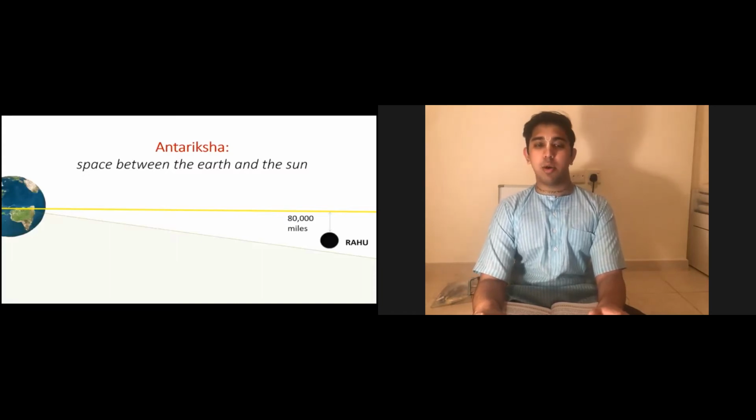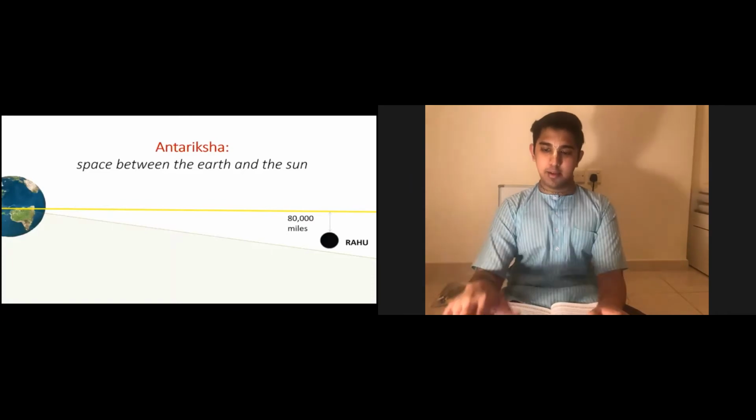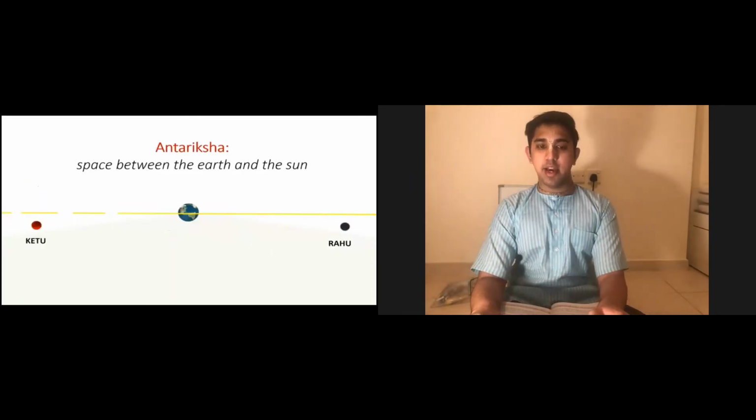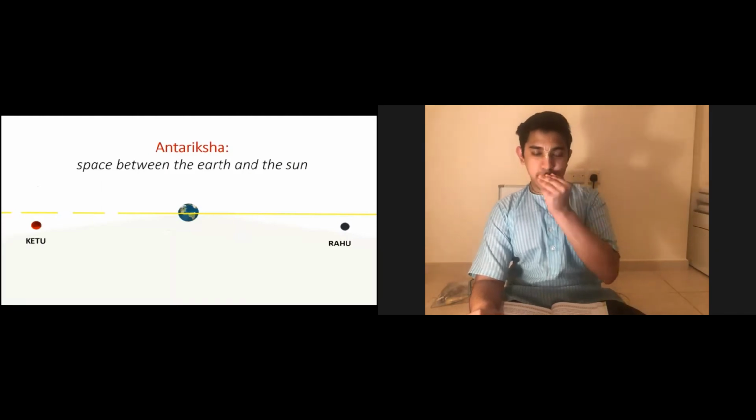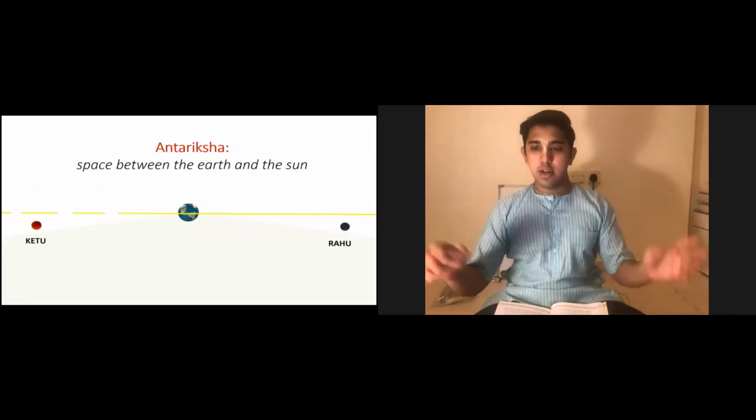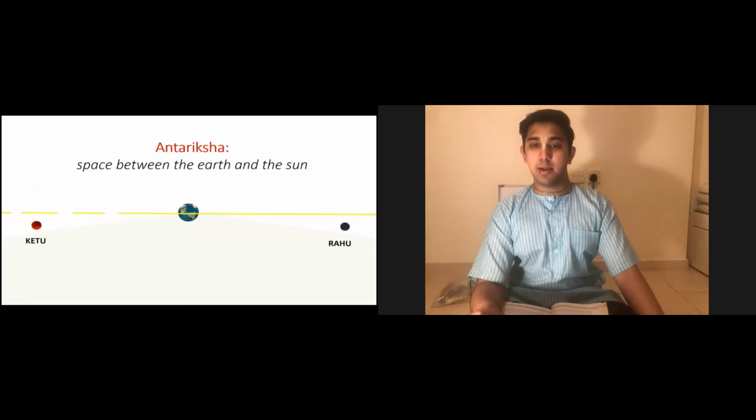And I wouldn't say orbit, the plane of the Earth. And there would be Ketu. So Ketu is responsible for the lunar eclipse and Rahu is responsible for the solar eclipse.